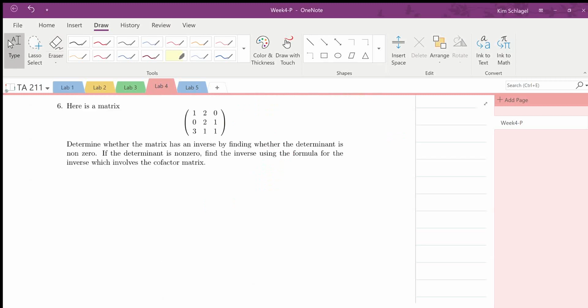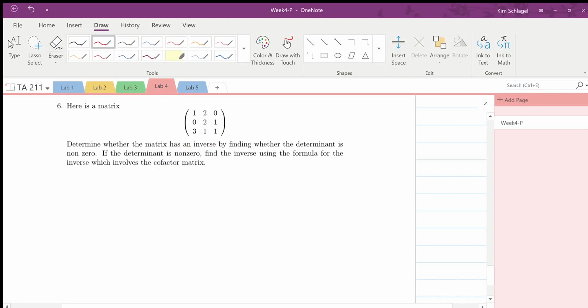Okay, so we've made it to the last question here, and this question is asking us to find the inverse of this matrix using the formula which involves the cofactor matrix.